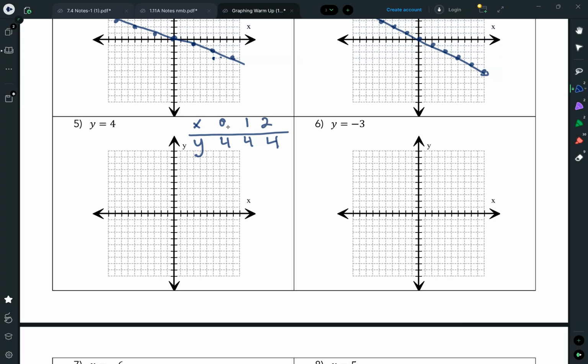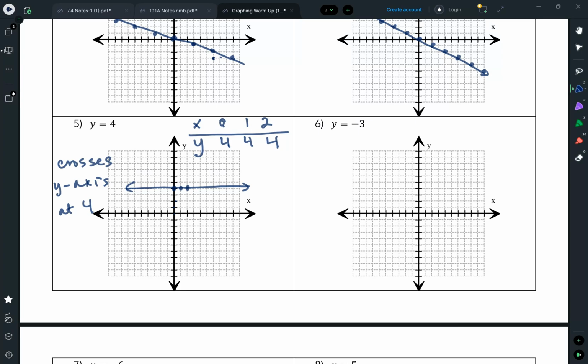Like my first ordered pair would be x is 0, y is 4. So when x is 0, y is 4. When x is 1, y is 4. When x is 2, y is 4. So I end up with a horizontal line, and it crosses the y-axis at 4.